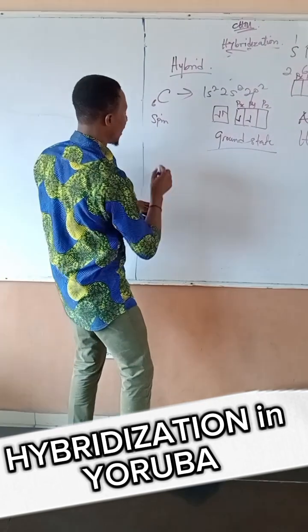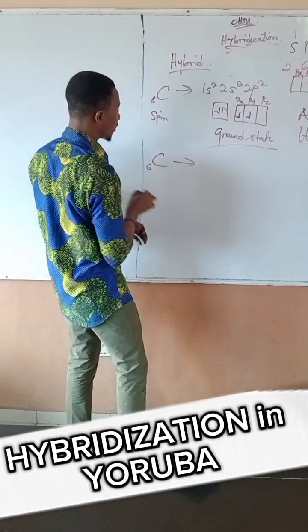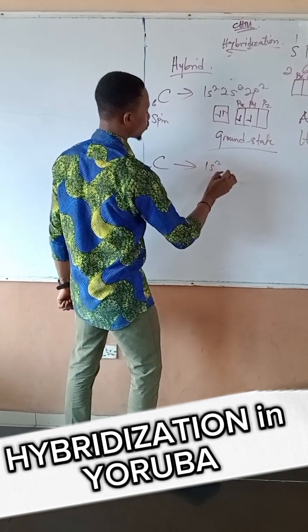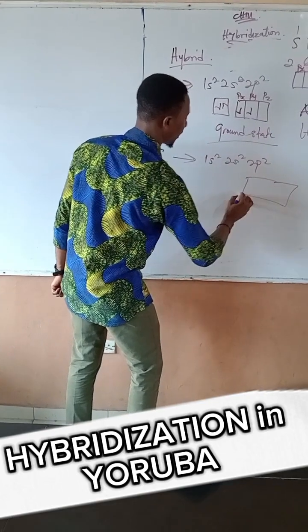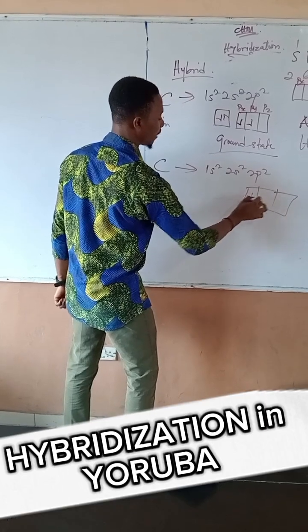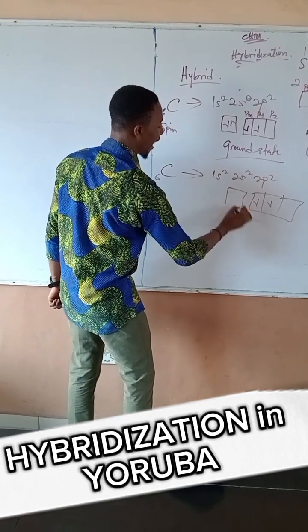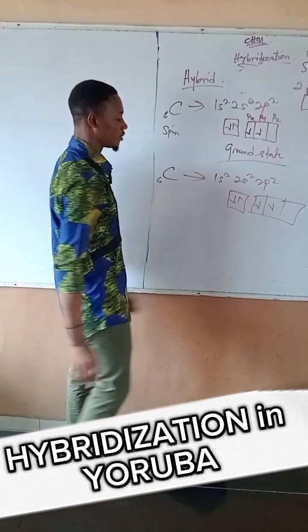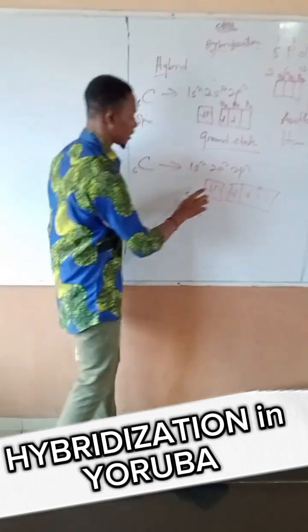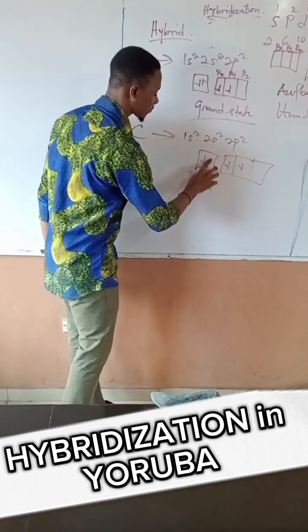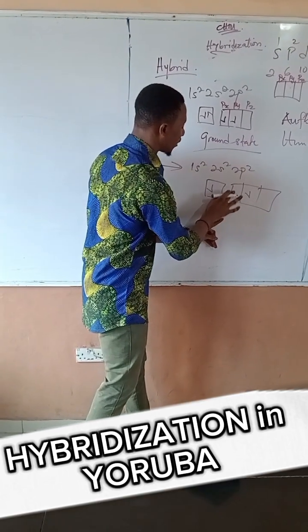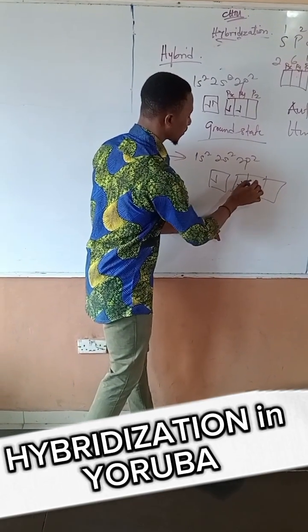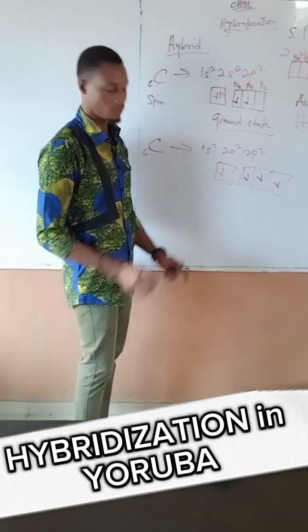So now we have carbon with 6 electrons: 1s2 2s2 2p2. Now this is the p suborbital like this. We have it to be this. Now the s orbital, which has two electrons, will take one electron and transfer it to the p orbital.